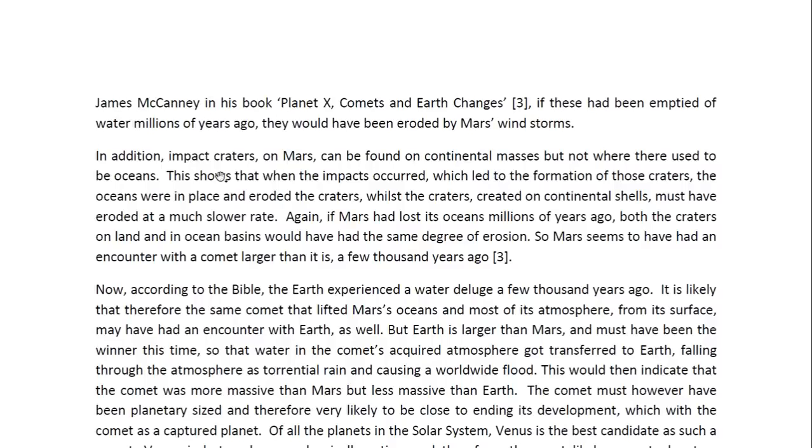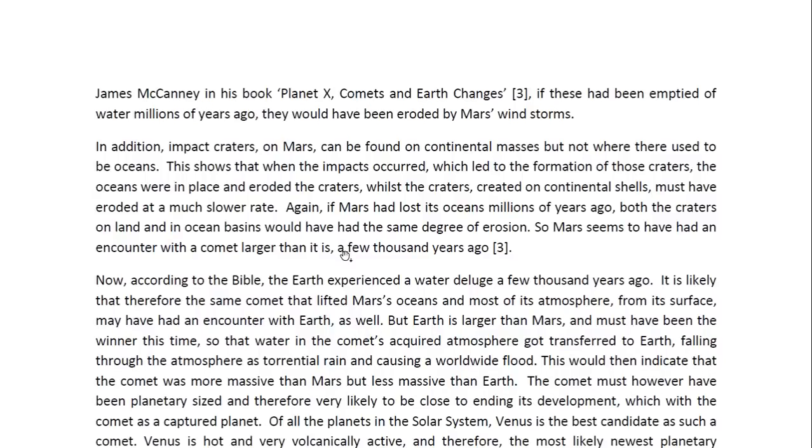surface. Now, in addition, impact craters on Mars can be found on the continental masses, but not where there used to be oceans. And this shows that when the impact occurred, then the craters that formed on the ocean were quickly eroded away by the water in the ocean, but the ones on land would have eroded away much slower. And this would be the reason why you find them on land and not where the oceans used to be.